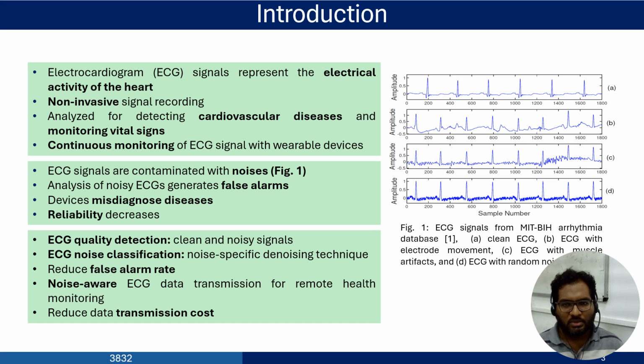And an ECG noise classification method classifies the type of noise present in the ECG signal, and accordingly a noise-specific denoising technique is implemented on the noisy ECG signals. So this can reduce the false alarm rate. Removing noisy ECG data before transmission for remote health monitoring can reduce the data transmission cost.